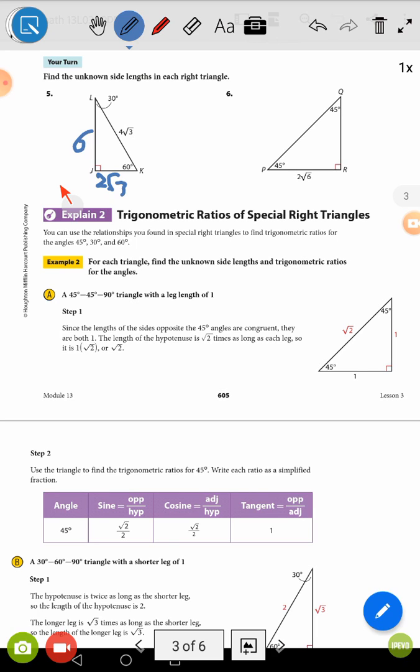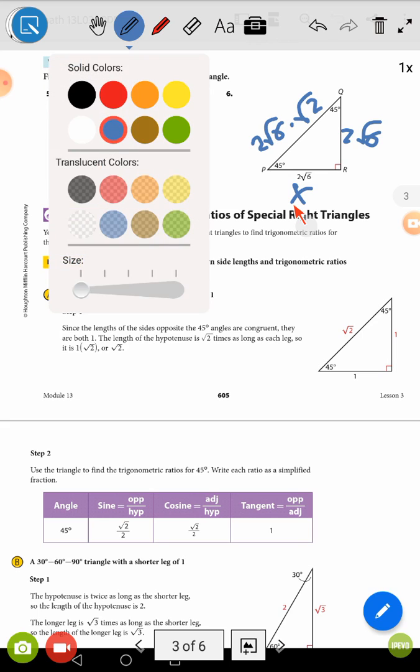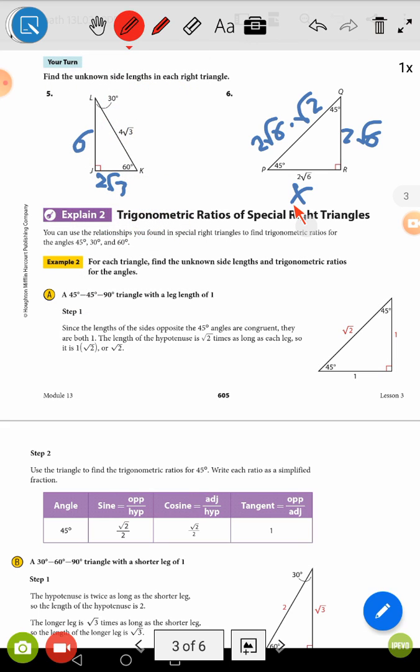Okay. What about that one? That triangle? It's 45, 45. So that is x, that is x, that is x root 2. That is x, that is x also, and that is x root 2 multiplied by root 2. So here it's equal to root 6 multiplied by root 2, root 12. Root 12 is 2 root 3. Multiplied by 2, it will be 4 root 3.